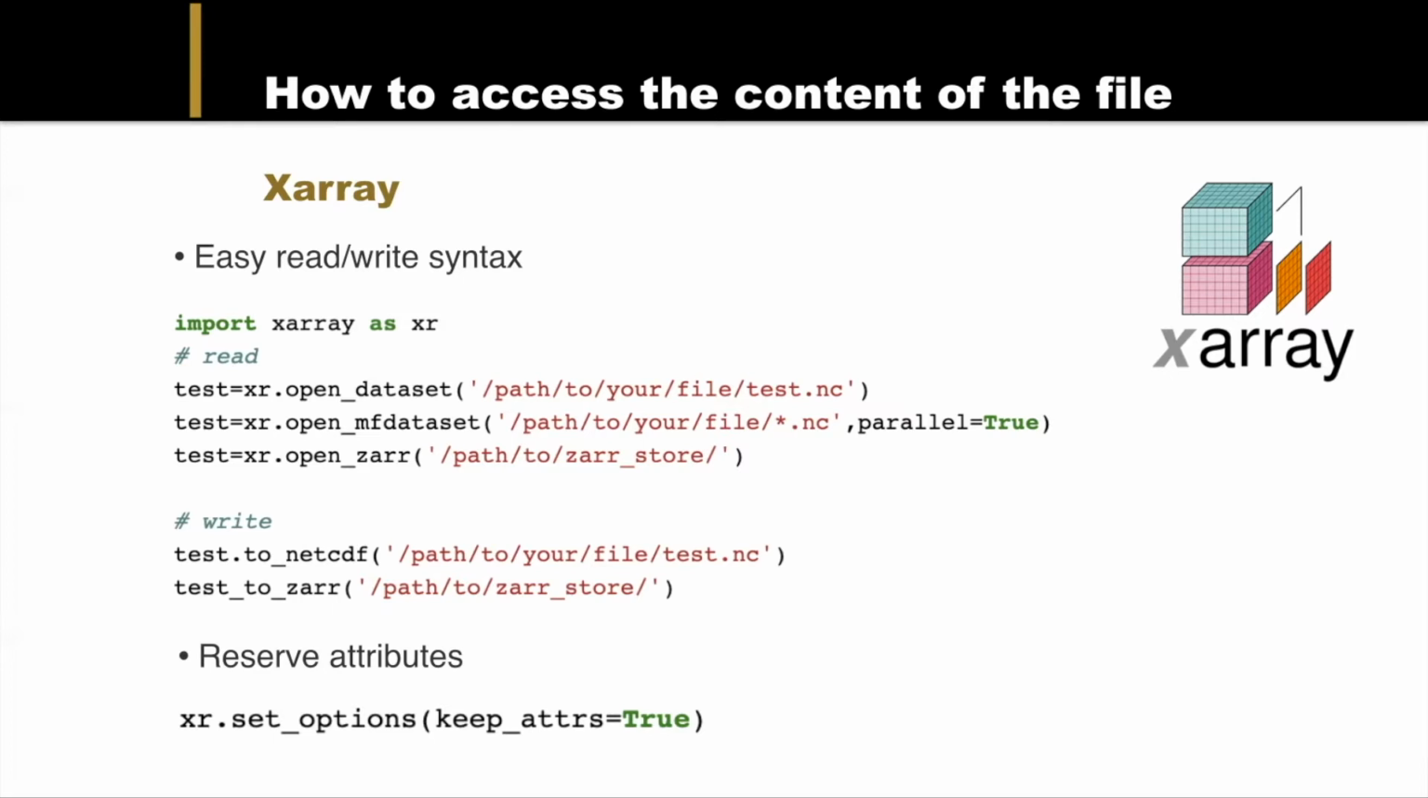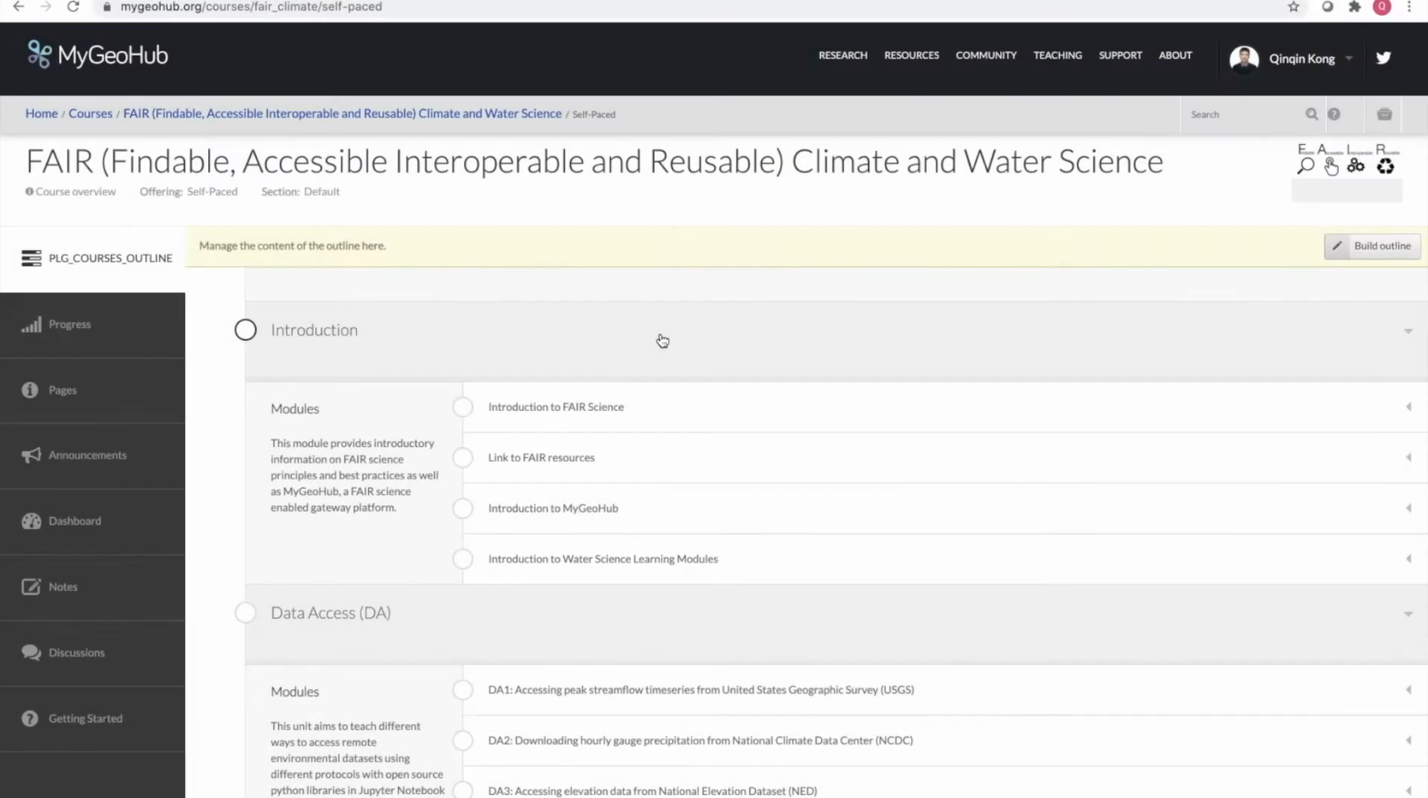Now let's walk into the Jupyter Notebook. You can find the notebook in MyGeoHub. You should be able to create an account in MyGeoHub for free. And the notebook is under this FAIR, Climate and Water Science course.